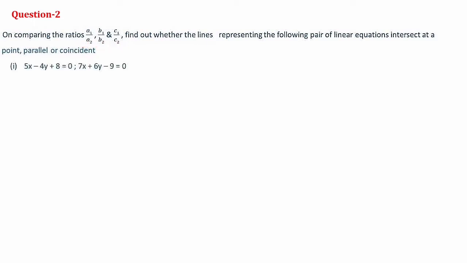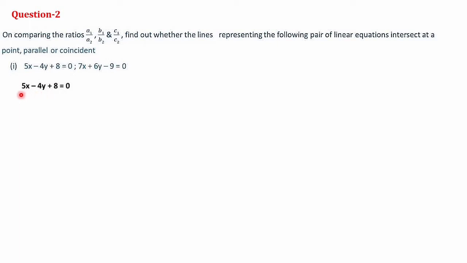First set of equations: 5x - 4y + 8 = 0 and 7x + 6y - 9 = 0. So let's compare this with a1x + b1y + c1 = 0 and a2x + b2y + c2 = 0. We have to write first of all a1, b1, c1, a2, b2, c2. For that, first equation: while writing, make sure that every term is on the left side. If there is anything on the right side, we have to bring it to the left side.